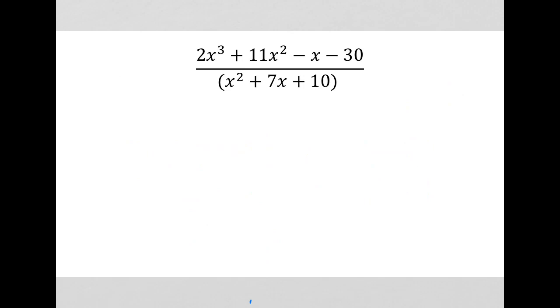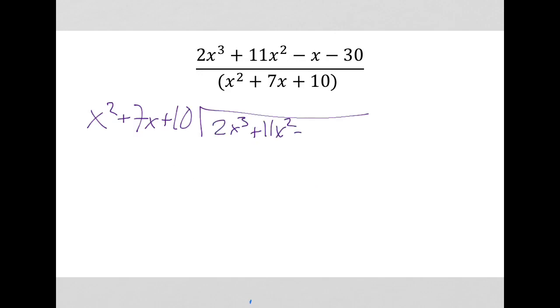Ooh, this time we are taking a cubic and dividing it by a quadratic, which means my answer is going to be a linear function. Think about that. 3 minus 2 is 1. Whoa! So, x squared plus 7x plus 10 being divided into 2x cubed plus 11x squared minus x minus 30.